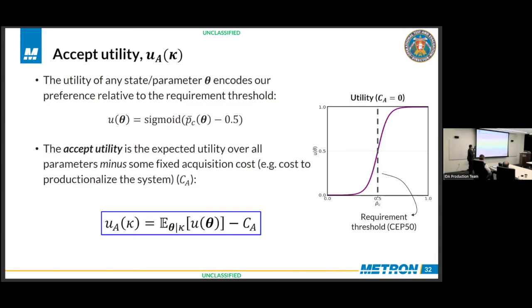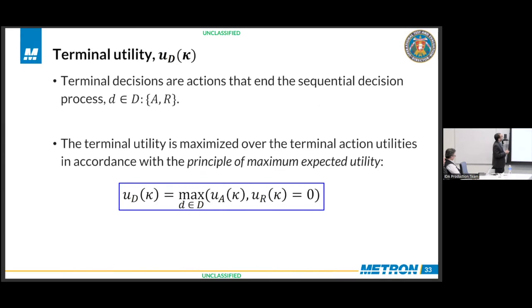Finally, the accept utility then says, give me the expected utility over all of those states, all of those thetas, minus the cost of choosing the accept option, the accept action. And here, one example of a cost is, okay, if you accept the system, now you have to buy it, right? So there's a cost to doing that. And so this is the accept utility. The terminal utility then follows from this principle of maximum expected utility, which says the terminal utility is the max between these two actions. Okay.